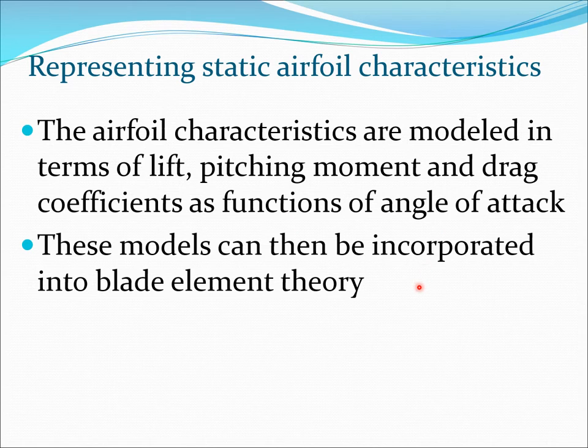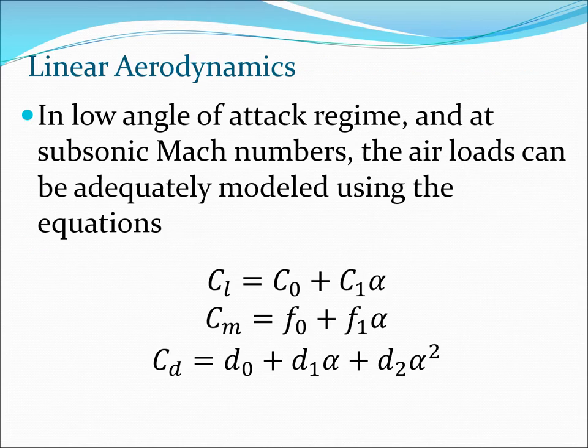Now these models are typically incorporated into the blade element theory or the BET, and essentially the blade section is then considered to be an airfoil section. For the airfoil, we calculate the lift, drag and the pitching moment, and then we incorporate these into our loads. So the simplest model you can get for CL, CM and CD are actually these polynomial models. So these are valid when alpha is small, when you are below the stall region.